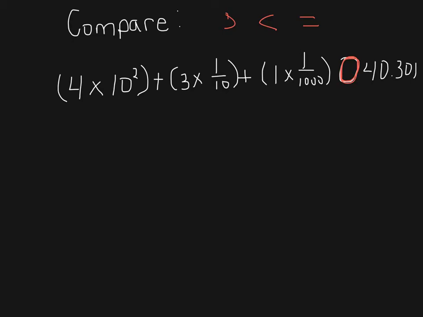So I'd like you to go ahead and try to compare 4 times 10 squared plus 3 times 1/10 plus 1 times 1,000th to 40 and 301 thousandths. So go ahead and pause the video while you figure that out and turn it on when you're ready to check.